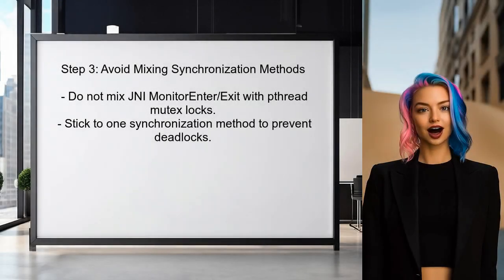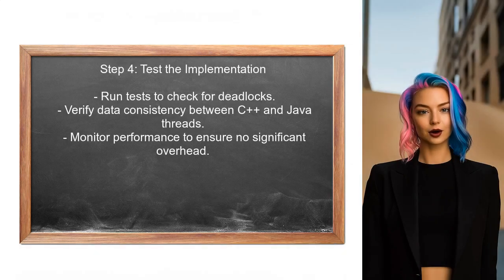Additionally, the user should be aware of potential pitfalls when mixing JNI monitor functions with other synchronization methods, such as p-threads. It's crucial to avoid deadlocks by not locking the same resource with different methods. Finally, the user should test the implementation thoroughly. This includes checking for any potential deadlocks or race conditions during the interaction between the C++ and Java threads.